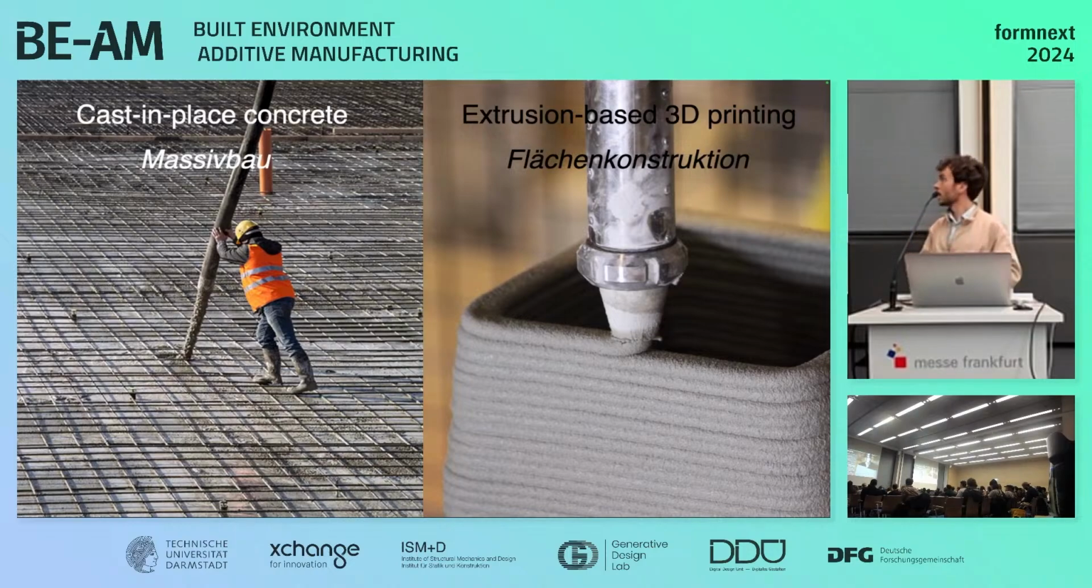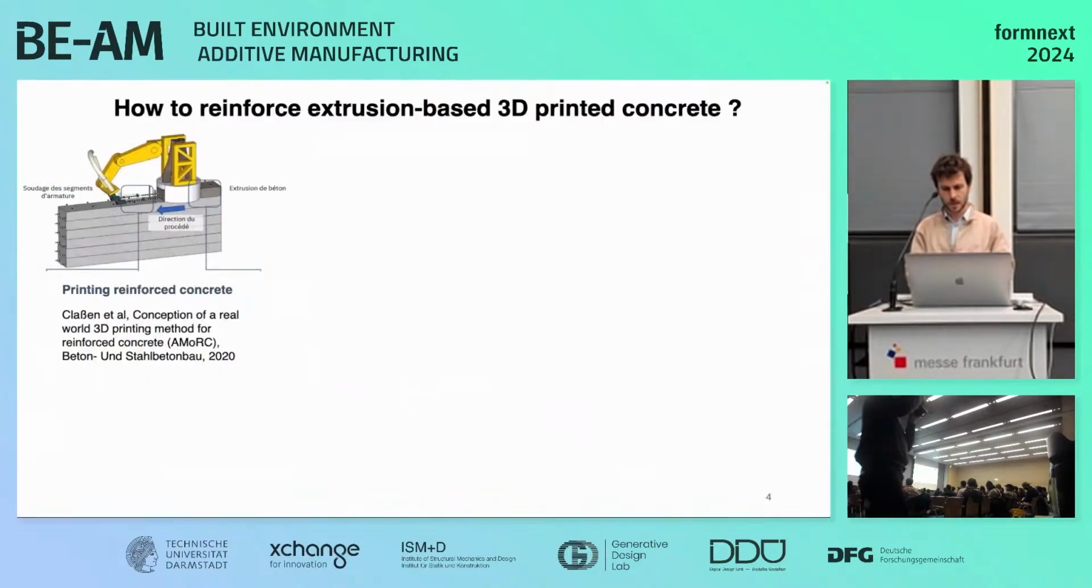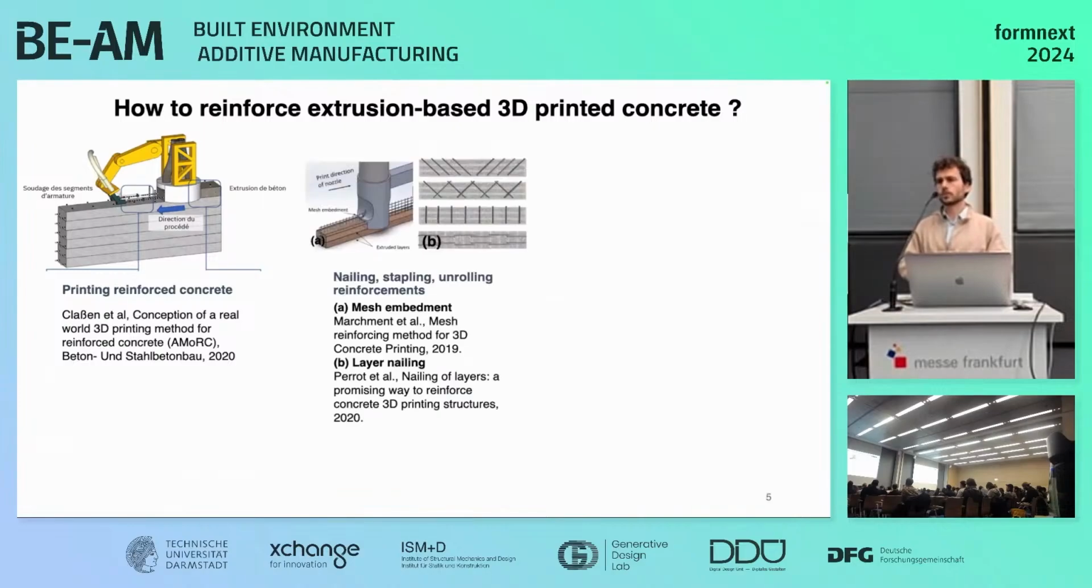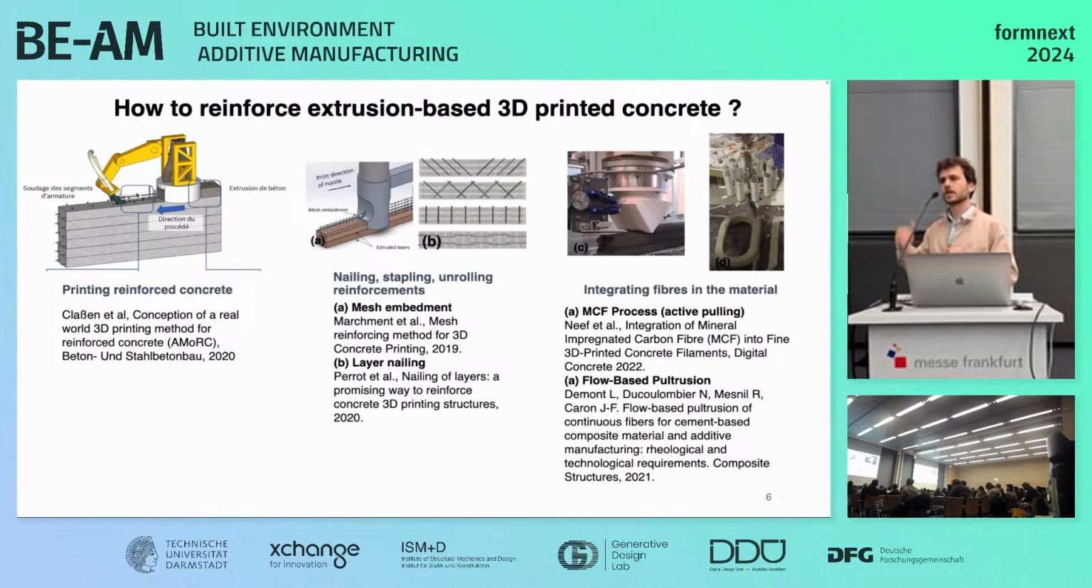And we want to have a reinforcement process that makes sense with this idea of surfacic objects. But how can we reinforce extrusion-based concrete 3D printing? We'll get to the anisotropic concrete, but first some background elements. So we have printing reinforced concrete proposals here from TU Dresden, where they have a robotic system that allows assembling segments of reinforced concrete. There are approaches that are more at the scale of the printed laces, where you are nailing, stapling, unrolling small reinforcement. And we have fiber approaches, where you are integrating fibers in the material.